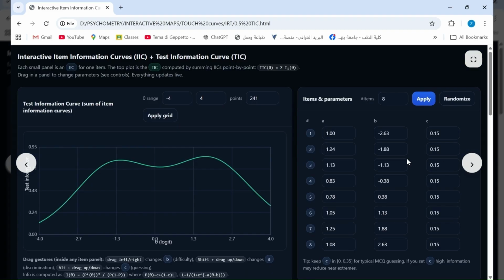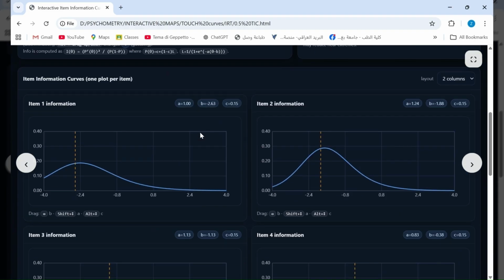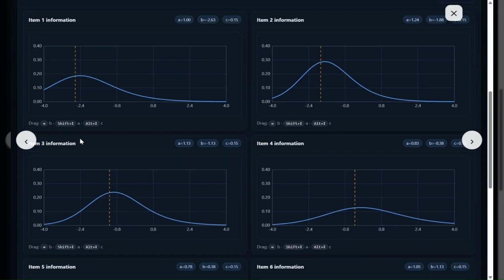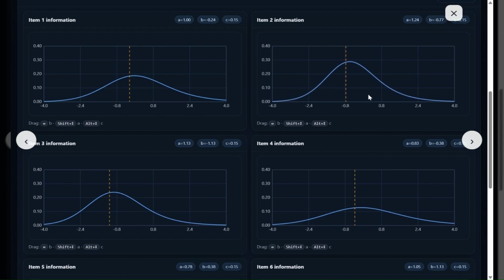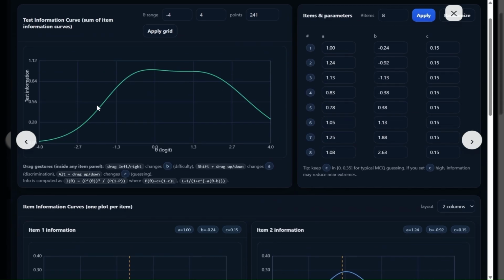Also, we'll see another kind of curves, which are called the information curves. All right, so this is an item information curve. This is item 1 information, item 2 information. Each question has an information curve. The information curves have another shape. They are different from the S shape of the test characteristic curve. So you have here the information curve, and this is a test information curve. So we have characteristic curves, item characteristic curve and test characteristic curve, and we have information curves. And there are item information curve and test information curve.